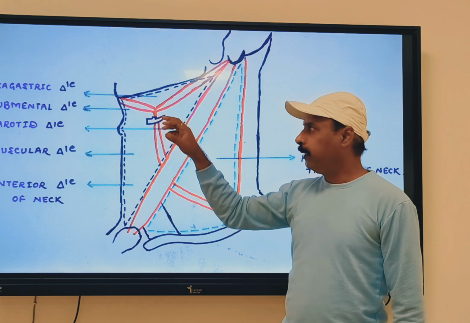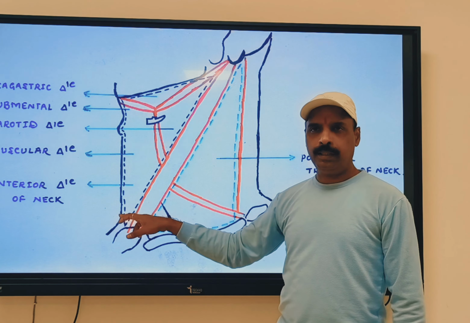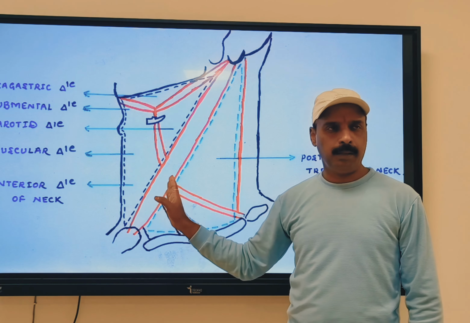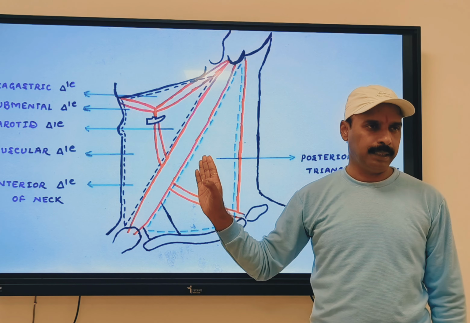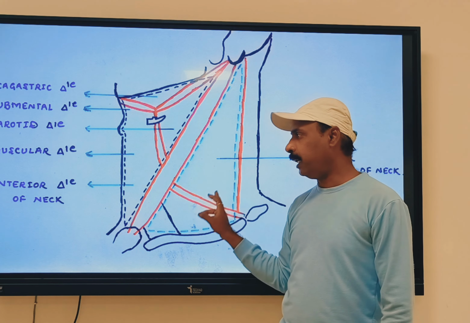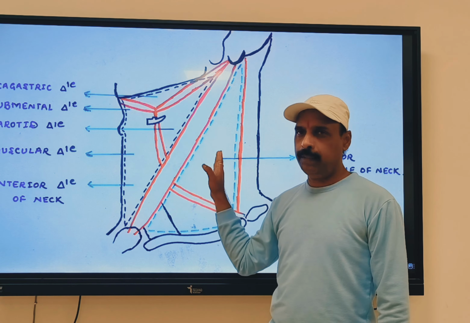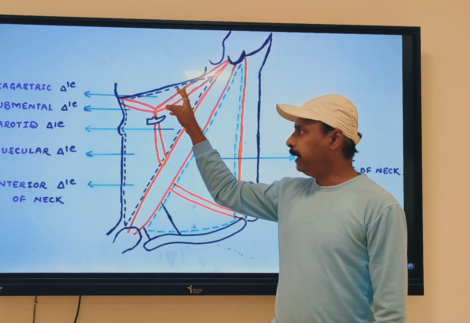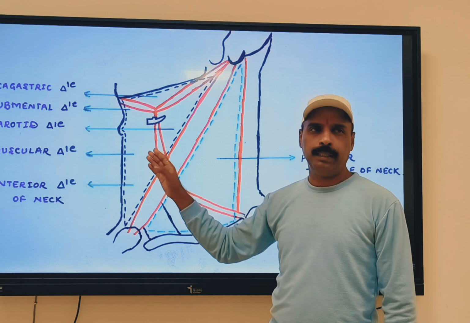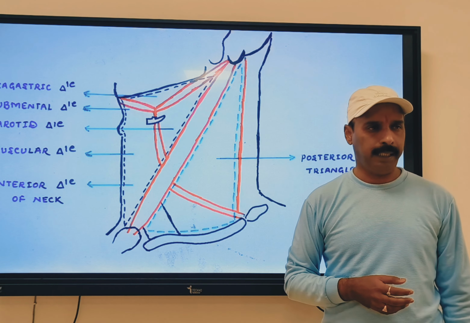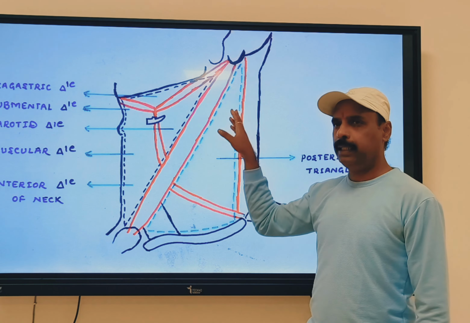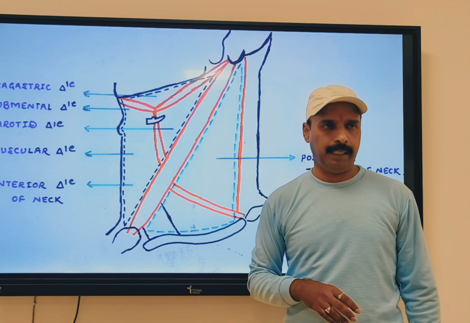So what I am saying is the quadrilateral space of the neck region is divided obliquely by the important muscle of the neck, the sternocleidomastoid muscle. And this muscle divides the quadrilateral space into an anterior part and a posterior part. The muscular space in front of the sternocleidomastoid is called the anterior triangle of the neck. The area behind the sternocleidomastoid is called the posterior triangle of the neck.